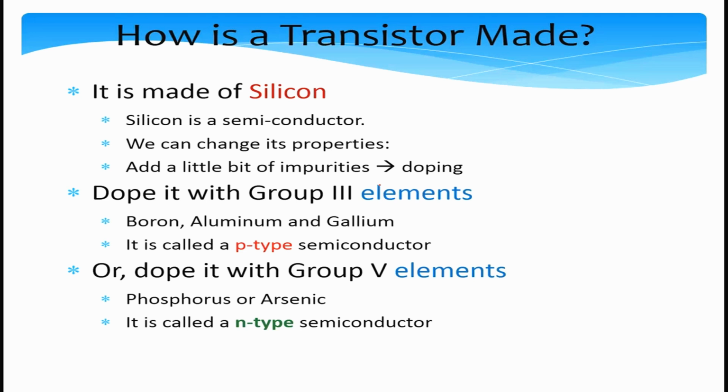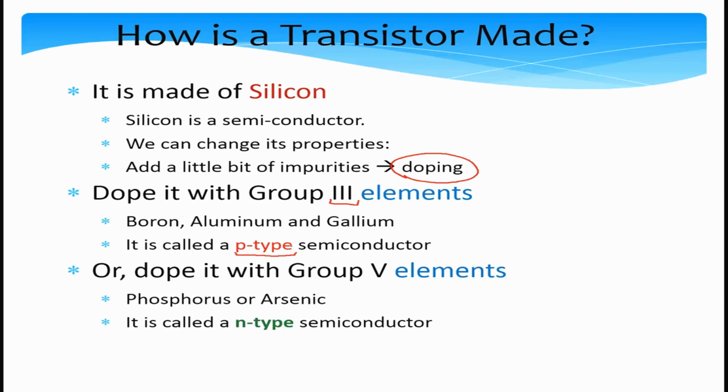The fantastic thing about silicon is that it is possible to change its properties. We can add a little bit of impurities to silicon, and this process is called doping. So what is doping again? It is the process of adding a little bit of impurities to silicon. Once this is done, we can change its properties. For example, if we dope it with group 3 elements of the periodic table, such as boron, aluminum, or gallium, then it will become a p-type semiconductor, p for positive in that sense. And in this case, the conductivity of the semiconductor will actually increase.